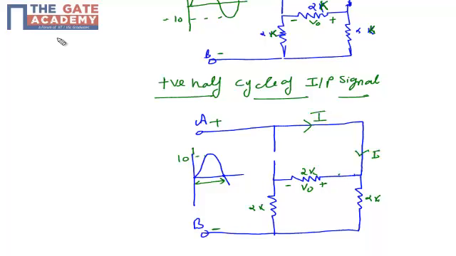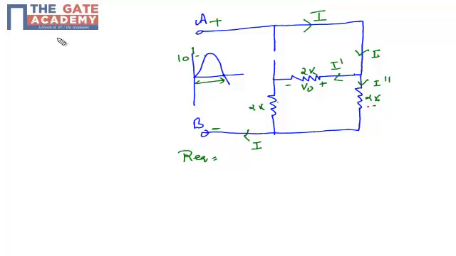The same I flows here and is divided into I dash and I double dash, and this combination of I dash and I double dash is summed here, and the total current I goes back to terminal B. The I dash current flows across the 2K resistor, and the polarity of V0 is along with the polarity of I dash. For the equivalent resistance, this 2K and 2K are in series, and this 2K is in parallel, so R equivalent is 4K parallel 2K, which equals 4 by 3K.